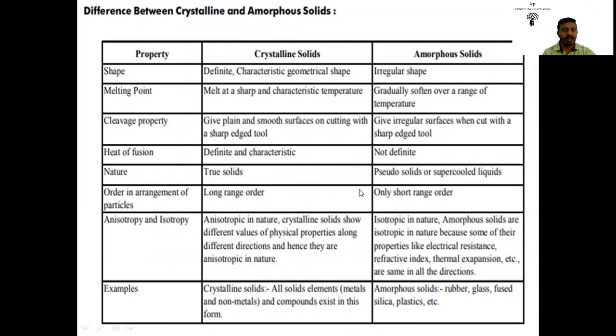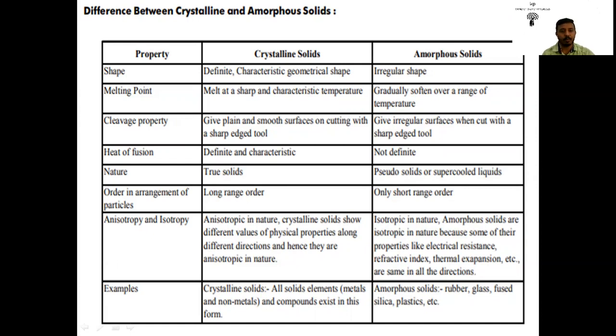Okay, students, here we have two different types of solids, crystalline as well as amorphous. So here I have given different properties like shape, melting point, cleavage property, heat of fusion, nature, order in arrangement of particles, anisotropy and isotropy, and examples. If you consider shape, crystalline solids have a definite and characteristic geometrical shape with three-dimensional arrangement. Amorphous solids have an irregular shape.